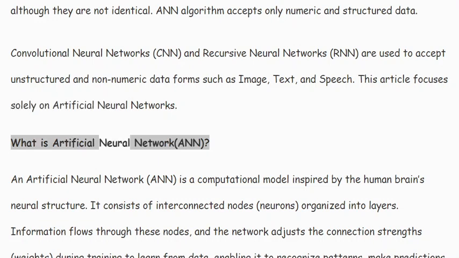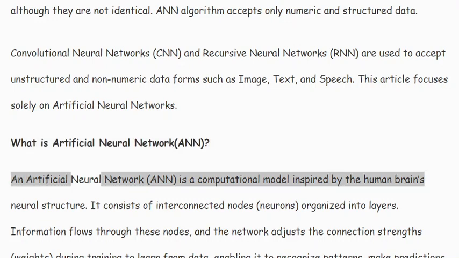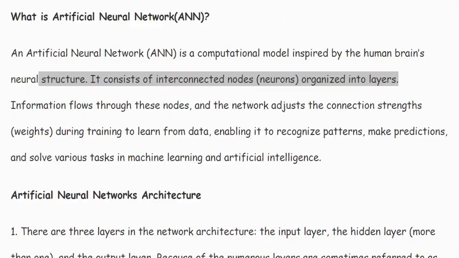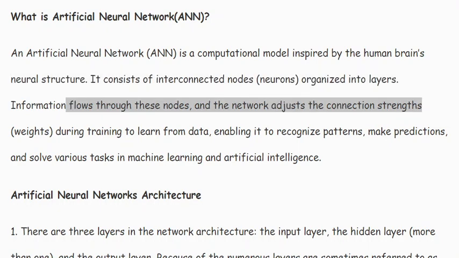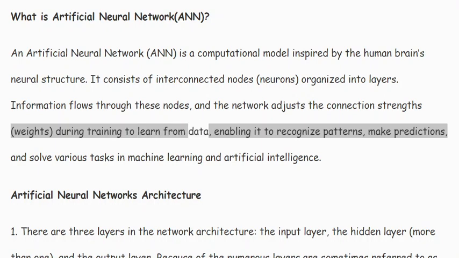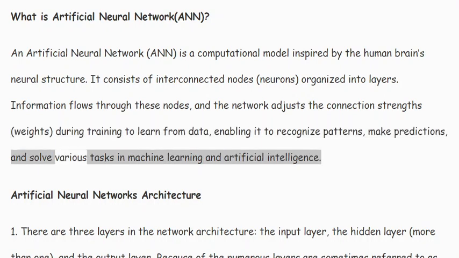What is an artificial neural network (ANN)? An artificial neural network (ANN) is a computational model inspired by the human brain's neural structure. It consists of interconnected nodes, neurons, organized into layers. Information flows through these nodes, and the network adjusts the connection strengths, weights, during training to learn from data, enabling it to recognize patterns, make predictions, and solve various tasks in machine learning and artificial intelligence.